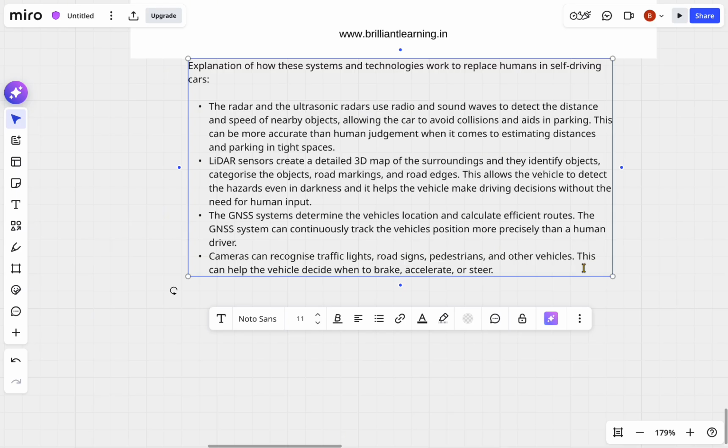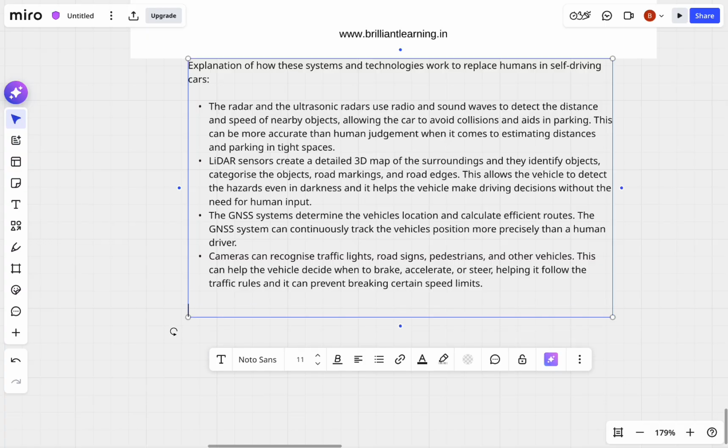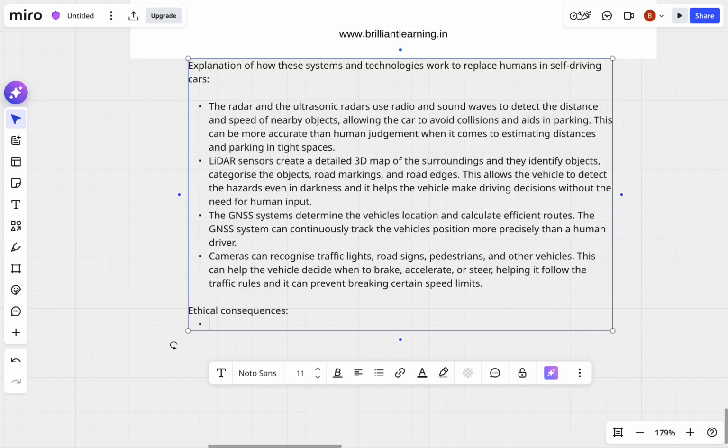And then it can help it follow the traffic rules, and it can prevent breaking certain speed limits as well. This is right. That's it for the first 4 points. These are what we're gonna write, and then let's just go to the ethical consequences. And this is gonna be fun. Ethical consequences, they're always fun.